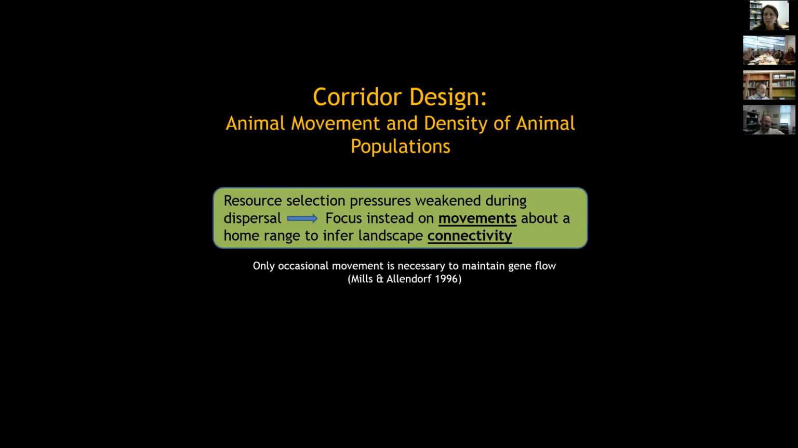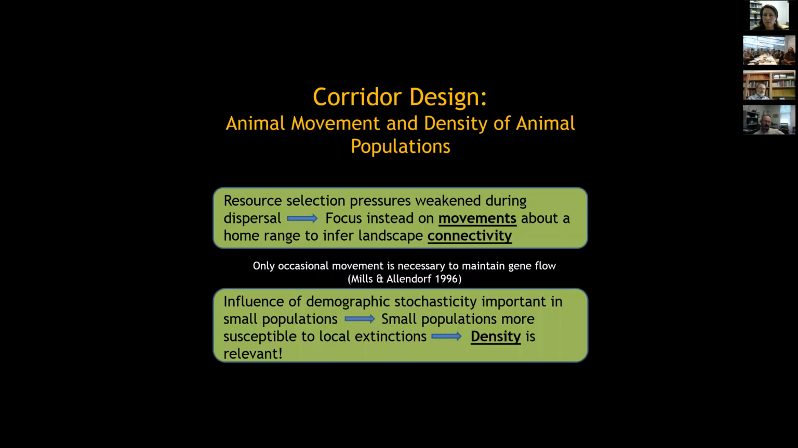And the influence of stochastic variation in the environment, like reproduction or mortality, is higher for small populations than it is for larger ones. So I'm suggesting that the abundance of populations in addition to connectivity is important. So this kind of stochastic variation in demographic rates causes small populations to fluctuate randomly in size, and the smaller the population, the greater the probability that the fluctuations can lead to local extinctions. And so therefore, we're suggesting that density is important.